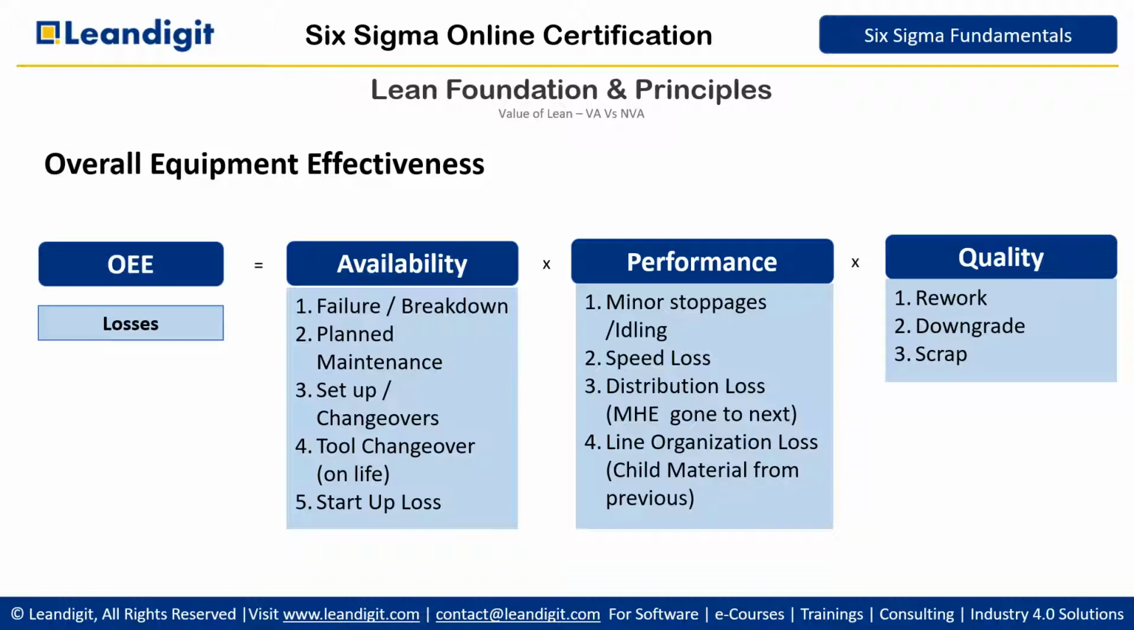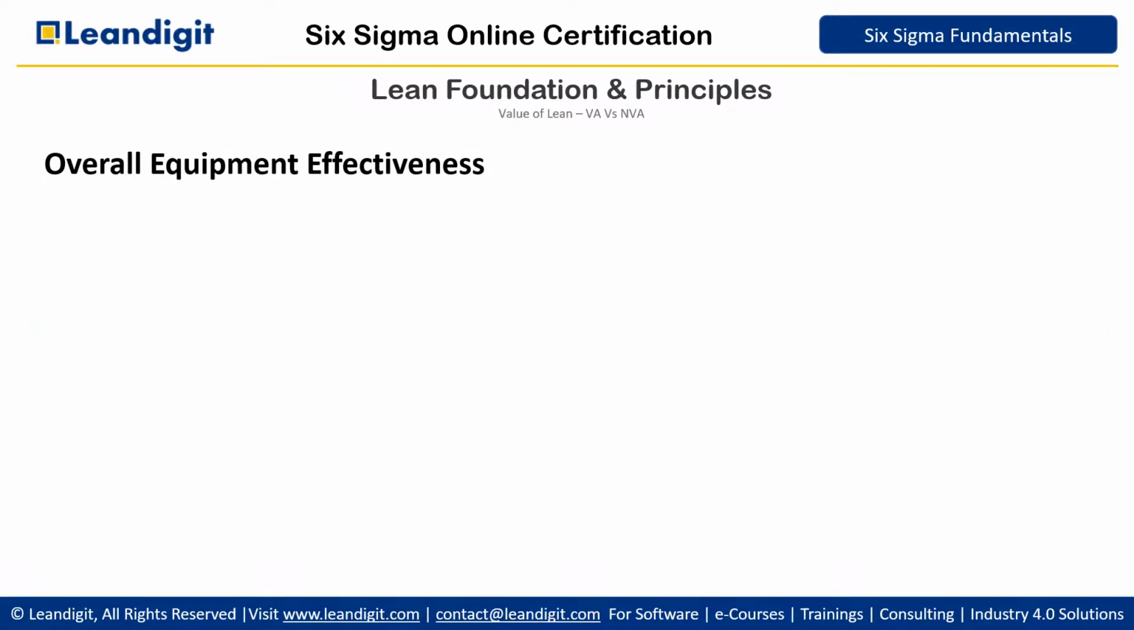The third type of loss is rework, downgrade and scrap, all related to quality, and it is called quality loss. The product of all these performances together is called OEE, overall equipment effectiveness, which we will discuss in a little more detail.